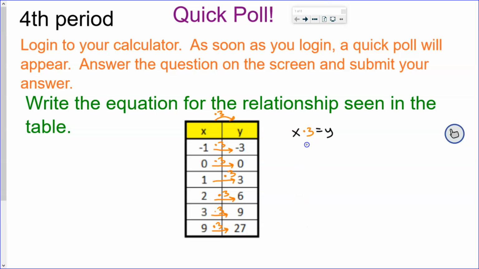And again, the different ways that this can be written is 3 times x equals y. If you type in your calculator simply 3x, the calculator does change it to 3 times x. You shouldn't be alarmed by that because 3x does mean 3 times x. And you can also start it with y equals 3x. All of these are the same equation. They might look a little bit different because of the order that they're in, but they're all the same equation.